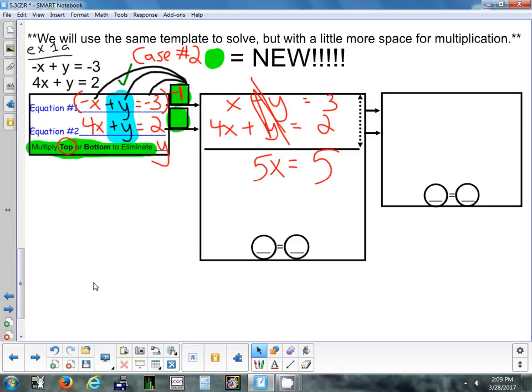Last step for this is going to be what? Divide by what number? 5. What should I write in my little circles? X equals 5. Good. Now, I'm sorry, X equals 1. Thank you, Vanessa. All right. Top or bottom equation? Who votes for top? How many votes for bottom? Oh, for top. We're going to go bottom.